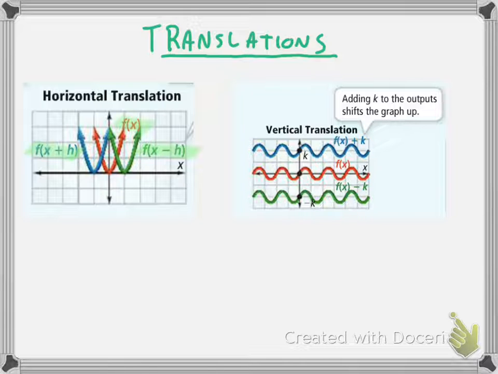On the other hand, if I want to vertically shift something, I need to add some number k to the output of the graph, and that will shift it up or down. Again, the red function is the parent function f of x. If I want to move it up, I would add some value k to the output, and if I want to move it downward, I would subtract some number from the output.